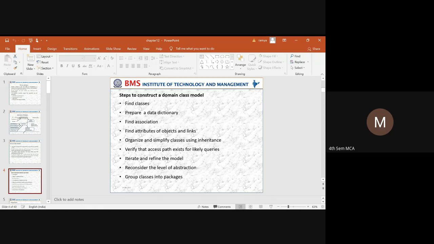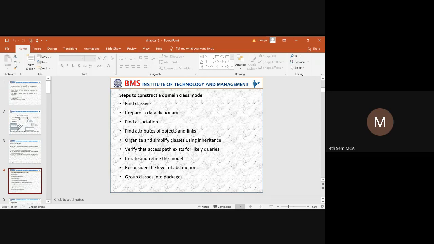Next is to iterate and refine the model. That means once the requirements have been collected and we have developed the static structure, we may again require a refinement in the model. So how do we make a refinement in a model?